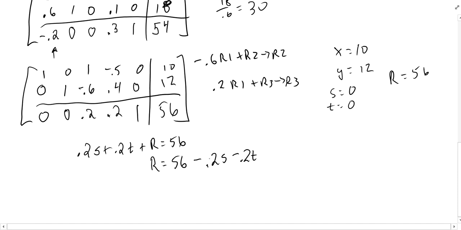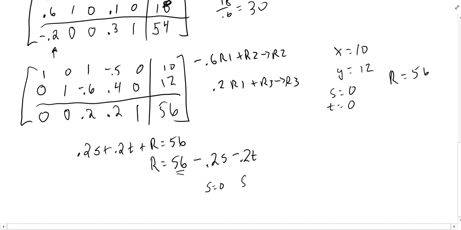s and t have to be positive. All our variables have to be positive numbers. They can be 0, but they can't go negative. If I do anything other than 0 for s, I'm going to end up subtracting from the 56. And my goal was to try to make r as large as possible. So what I want to do is make s equal to 0 because of that. Otherwise, I'll be subtracting away from my r.